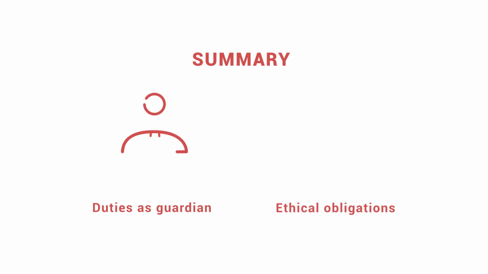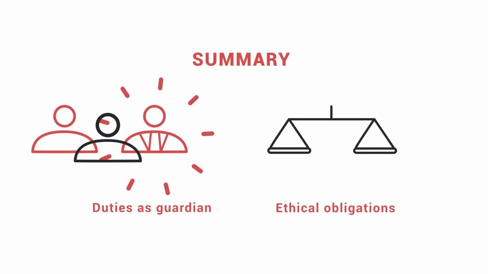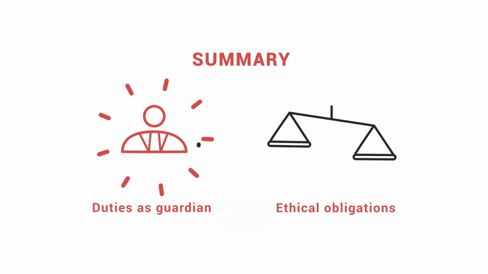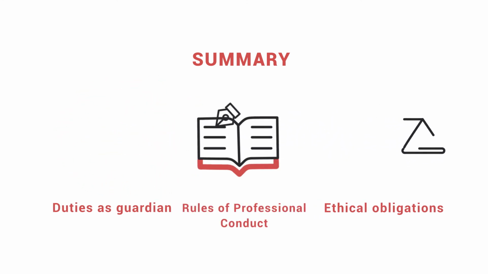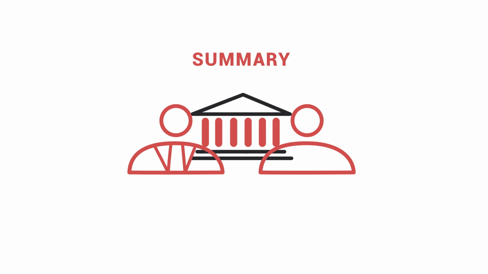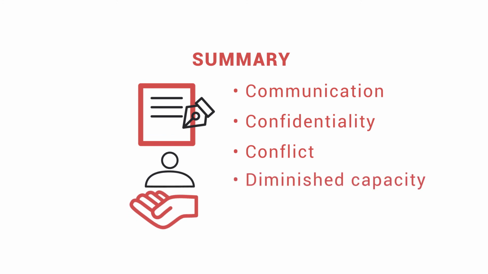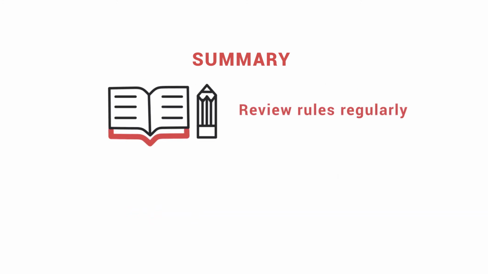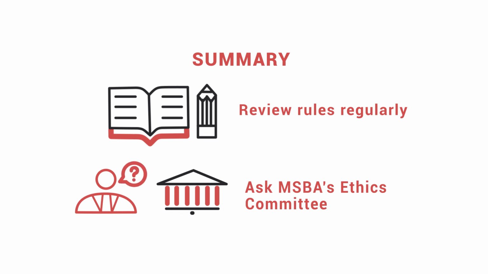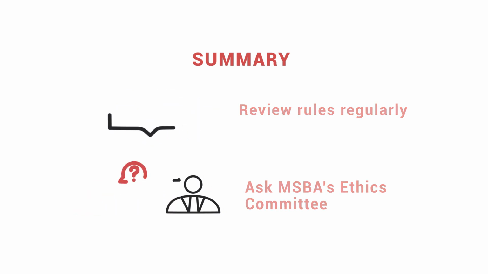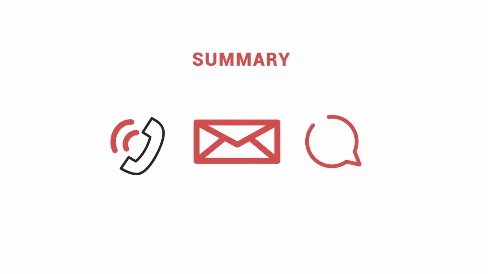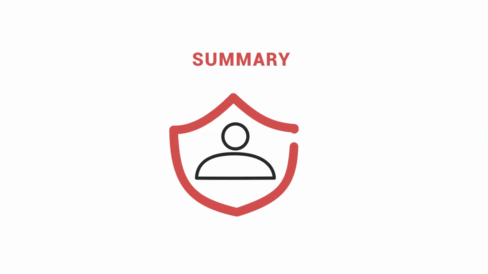In summary, your duties as a guardian are equally as important as your ethical obligations under the rules of professional conduct. You will be held accountable to the court both in your capacity as a guardian and in your role as an officer of the court. You must uphold the rules that govern communication, confidentiality, and conflict, and perhaps even more importantly, the ones that govern clients with diminished capacity. Review these rules regularly and ask the court or the bar's ethics committee if you have questions. Finally, if you are unable to serve, notify the court while also protecting the minor or disabled person.